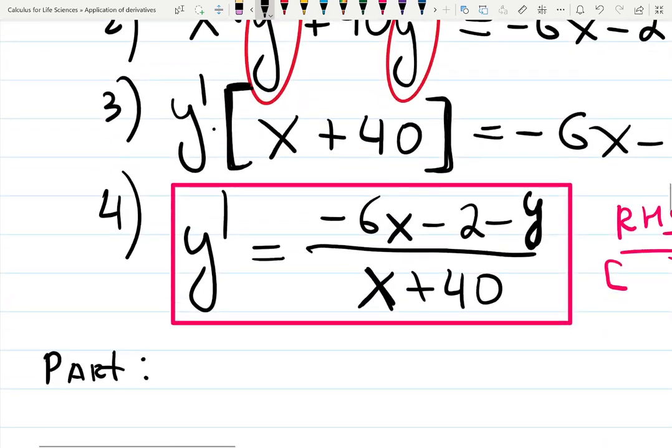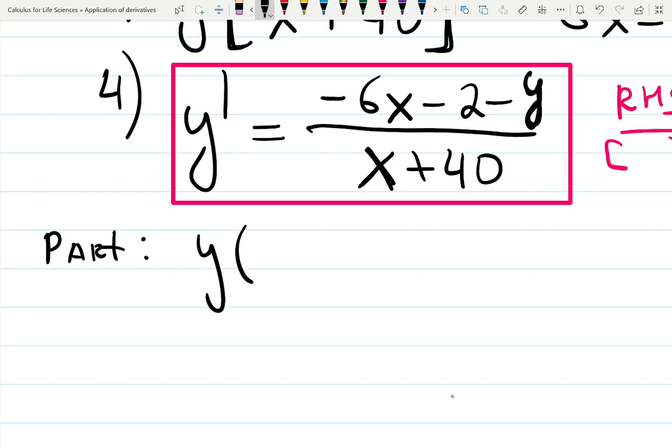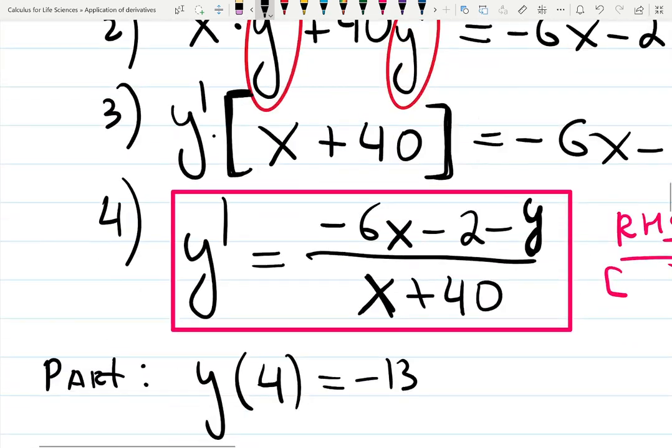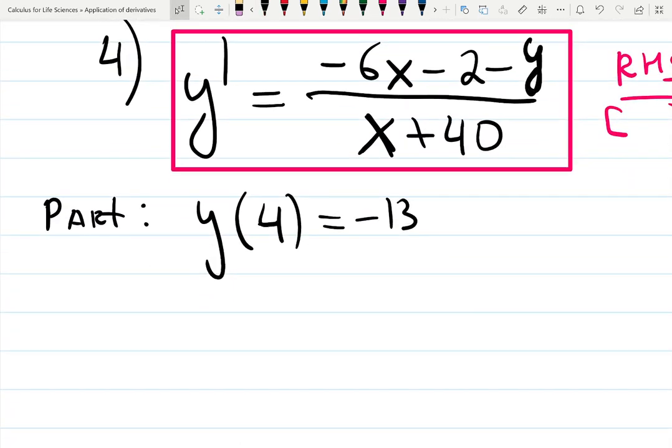So, part B asks us to find, what were the numbers? Y of 4 equals minus 13. Let me check again. Yeah. And this is why they gave us 2 numbers here. This is my x, and this is my y, and both are needed to plug in.